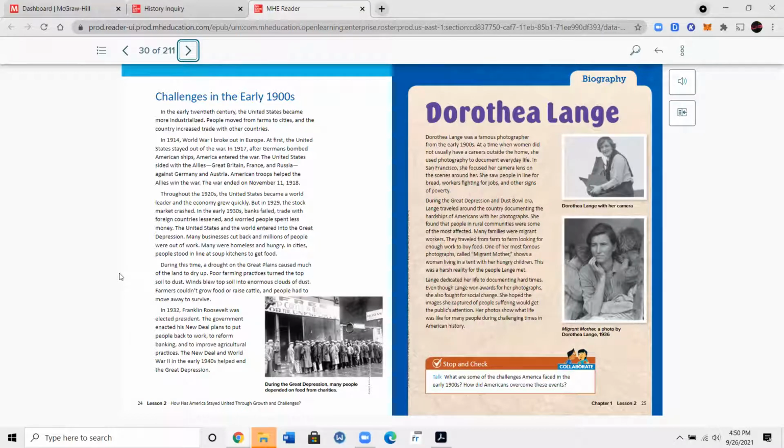Lang dedicated her life to documenting hard times. Even though Lang won awards for her photographs, she also fought for social change. She hoped that the images captured of people suffering would get the public's attention. Her photos show what life was like for many people during challenging times in American history.